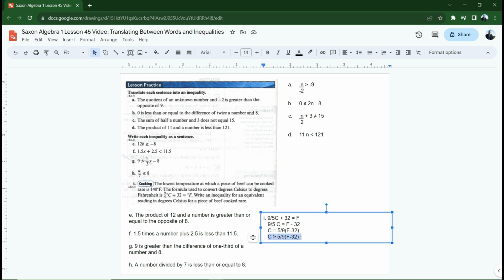Okay, is C going to be greater than, less than, greater than or equal to, less than or equal to? Well, again, the lowest temperature we can cook it at is 140 degrees Fahrenheit, or the equivalent Celsius temperature, which means we have to cook it at least that temperature, maybe more. So it's going to be greater than or equal to. The temperature is going to be greater than or equal to 5 ninths times the Fahrenheit temperature minus 32. And in this case, I could even plug in 140 minus 32. If I wanted to solve this, I could go ahead and do that.